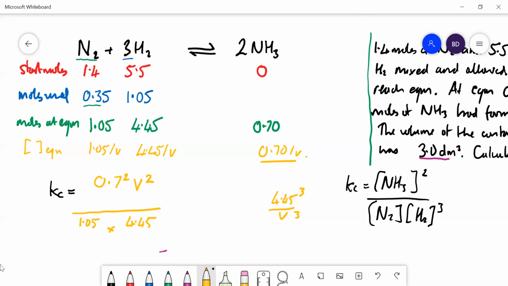Then all you've got to do is put your numbers in. And you know what V is equal to: 3.0 decimeters cubed, and you will get your answer there.